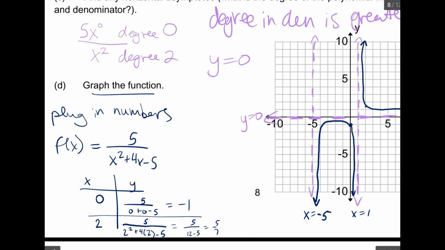Okay, cool. So let's plug in x equals -6. So I have 5 over (-6) squared plus 4 times negative 6 minus 5. I just want to know, is this positive or negative? Let's see. 5 over 36 minus 24 minus 5. Is this going to be a positive or negative number? 36 minus 24 is 12. 12 minus 5? 7. 5 over 7, so it's positive.